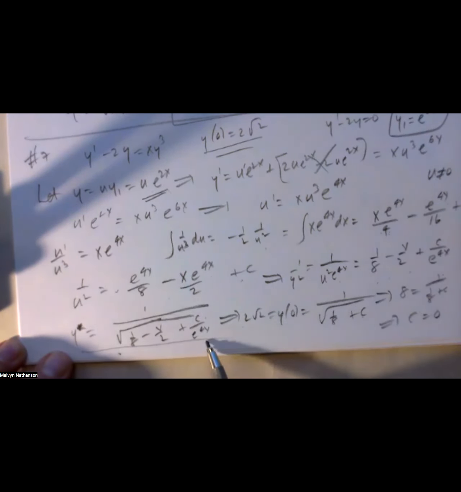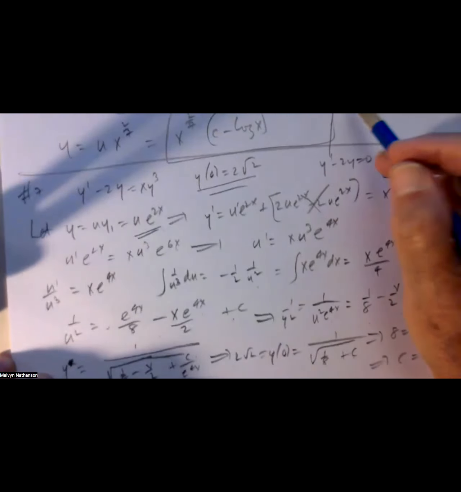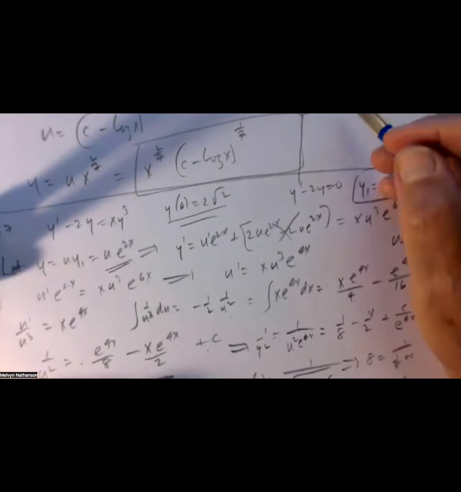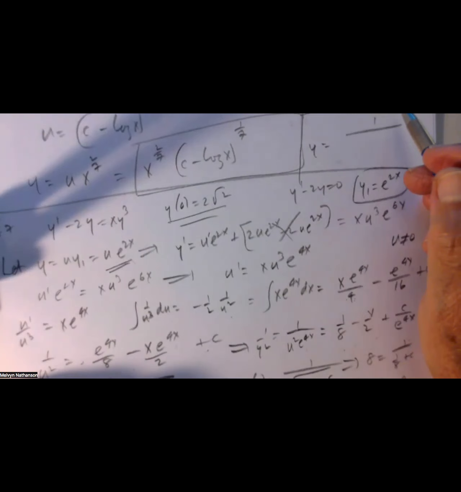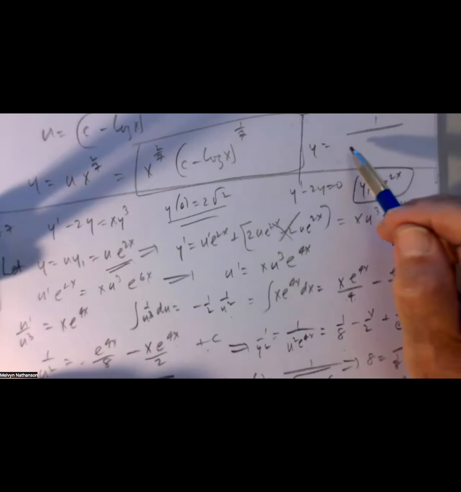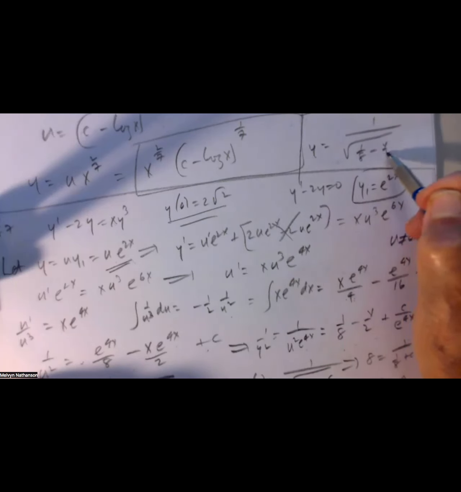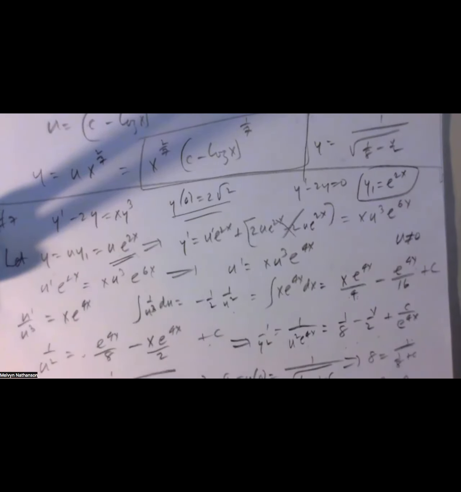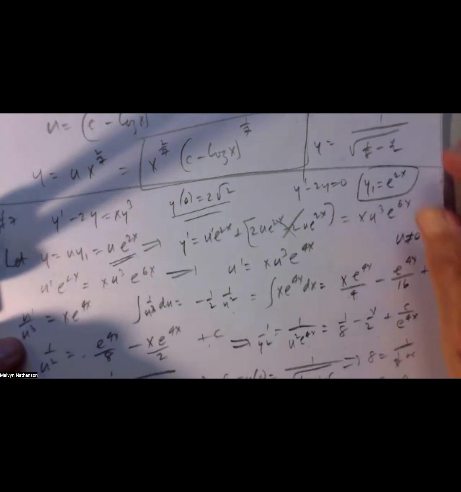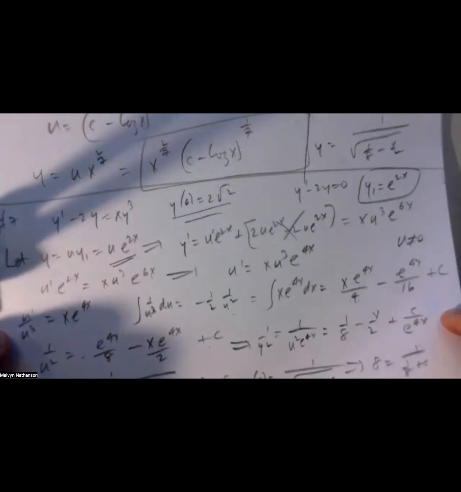So here's the solution of my equation with c equal to 0. What I get as the answer is just y equals 1 over the square root of 1/8 minus x over 2. Maybe I'll just simplify that a little bit.